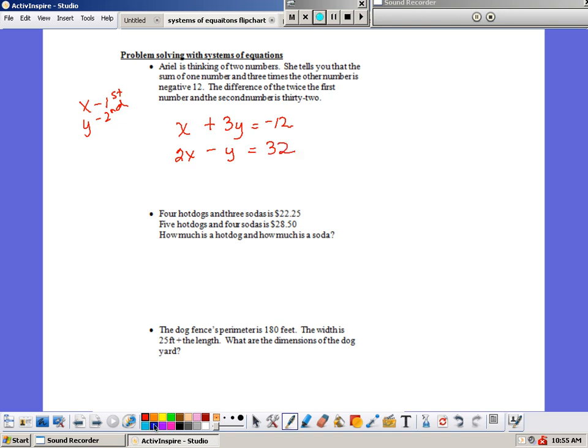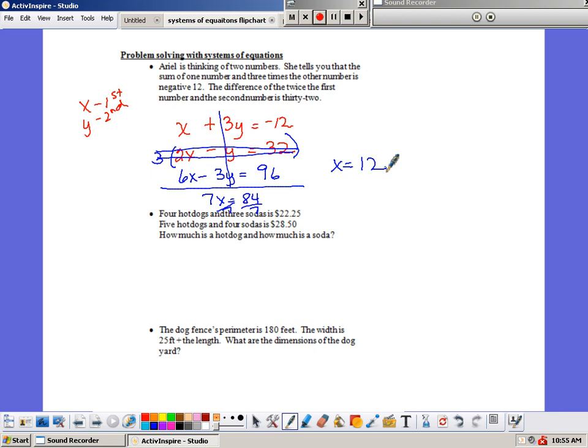So I've just set up two equations, and they are set up in standard form, so they're set up for elimination. I think I'm going to multiply this one by 3 and get 6x minus 3y equals 96. The y's will drop out, and I'll get 7x equals 84. Divide by 7. X is 12.